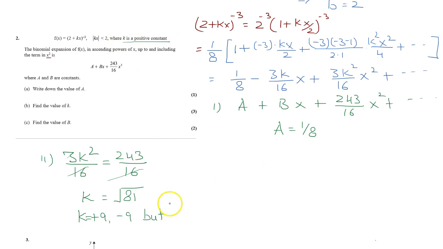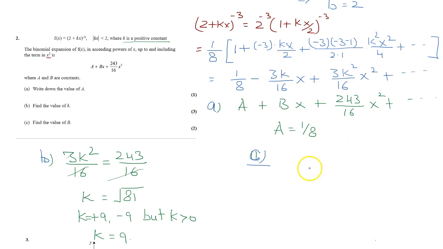K is a positive constant, k is greater than 0. So k is equal to 9. So the third part is part C. This is B, this is A, and this is C part.